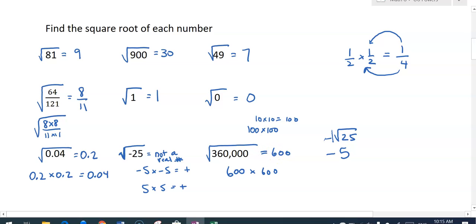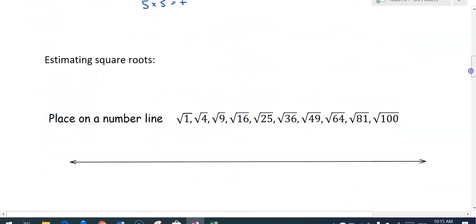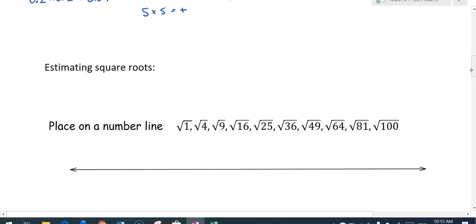So we can take the square roots of numbers without using calculators if we are working with perfect squares. Right? If we're not working with perfect squares, we have to estimate or use a calculator. For example, let's put the square roots of our perfect squares on a number line. It looks like the square root of 100 is way bigger than the square root of 81.